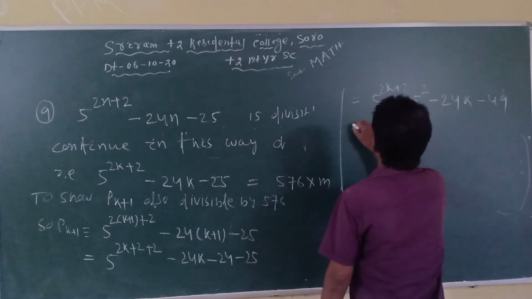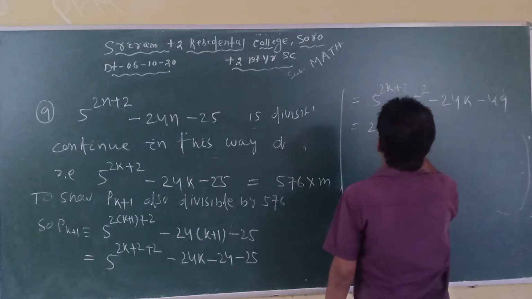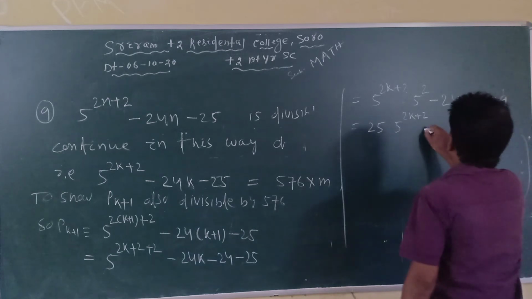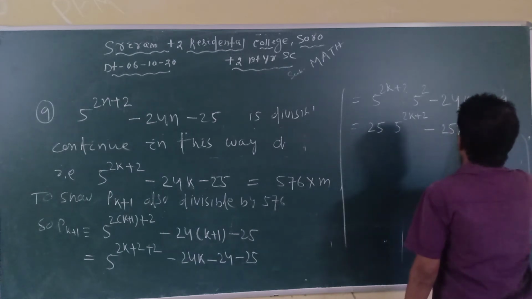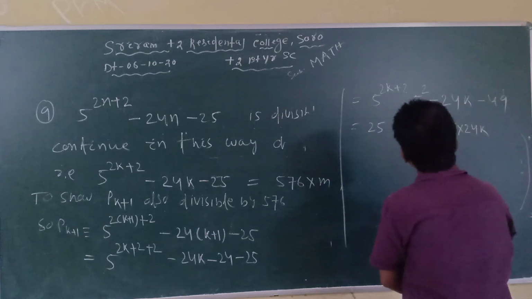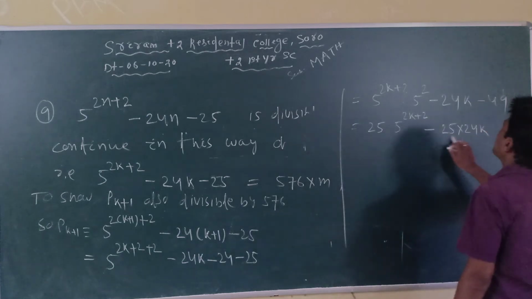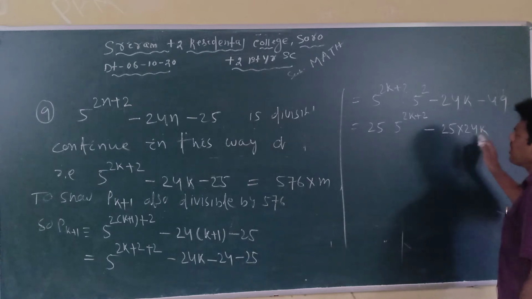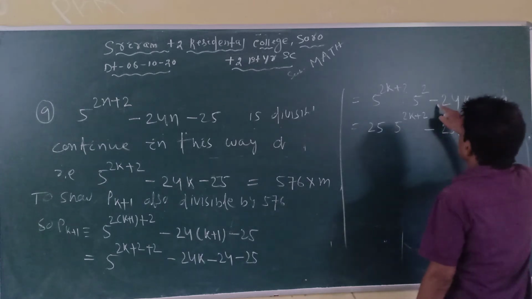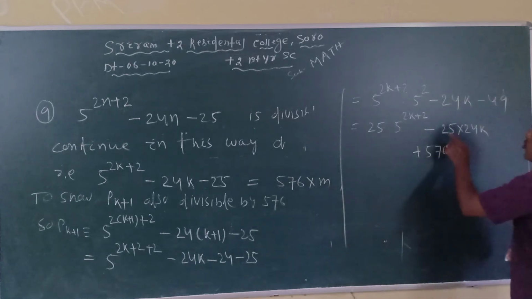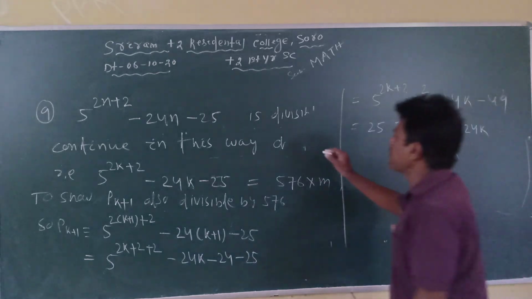Look, 5 squared is equal to 25. So 25 times 5 to the power 2k plus 2. You multiply 25 here, 25 into 24k. Do you know the value of 25 into 24k? It is equal to 600k, because here it is given 24k plus 576k. You understand?